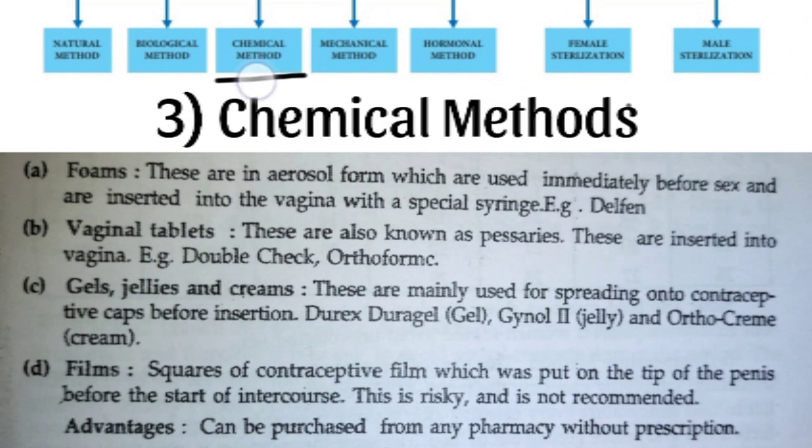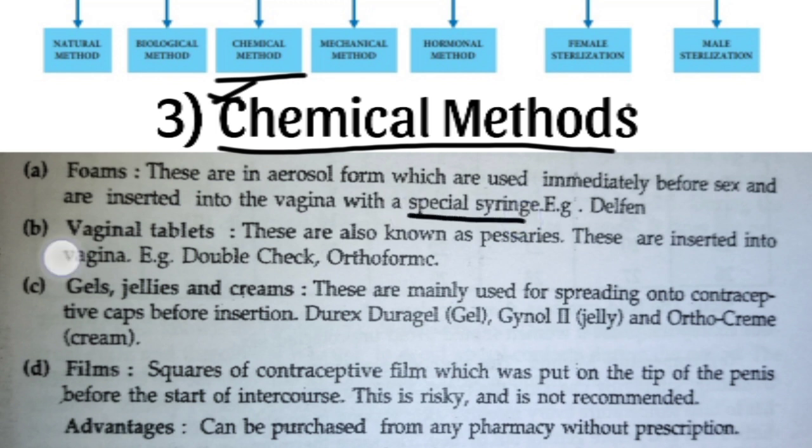Third method, chemical methods. In chemical method we have injection, tablets, gel, cream, films and all. Whereas if you see, in hormonal method also we have tablets and injections based on estrogen and progesterone. Then why is the chemical method and hormonal method kept different? It's because in chemical method you will not take the tablet by mouth.